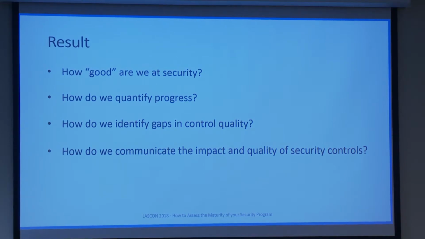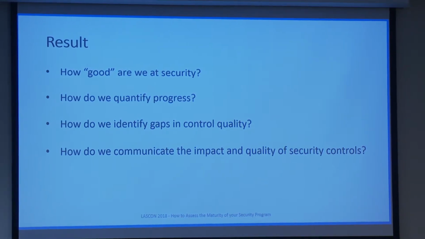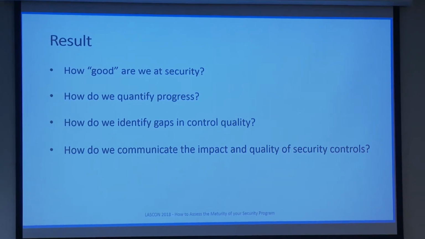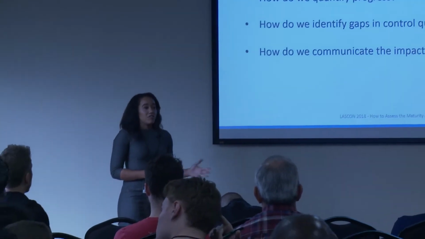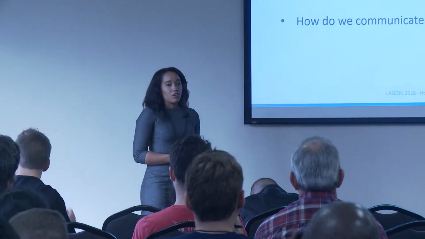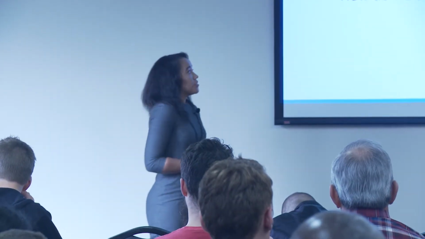So how do we identify gaps in control quality? We're able to do that because we're actually looking at it and breaking it down between the maturity model. We can look at, do we have a policy in place and that's breaking down the quality, or is it not being implemented? We just have the policy. So we're able to look at it from a granular perspective to understand what the quality of that control is.